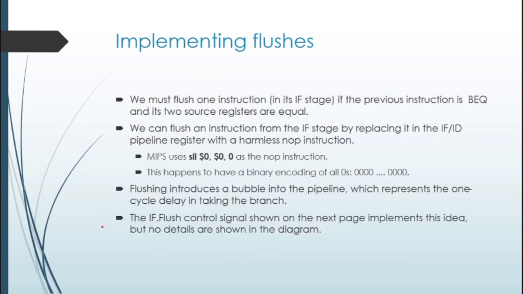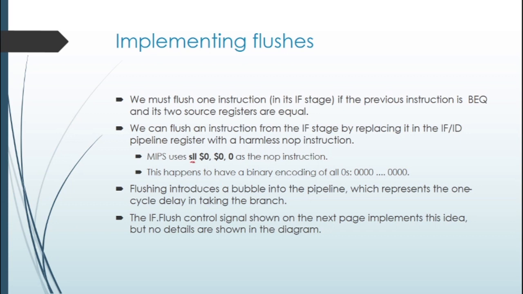So how to implement the flush is important. We must flush one instruction because we moved the decision earlier. If the previous instruction is branch equal and its two source registers are equal, we can flush an instruction from the IF stage by replacing it in the IF/ID pipeline register with a harmless no operation instruction. A no operation instruction is basically replacing the current instruction with an instruction that does nothing. And what is that type of instruction?